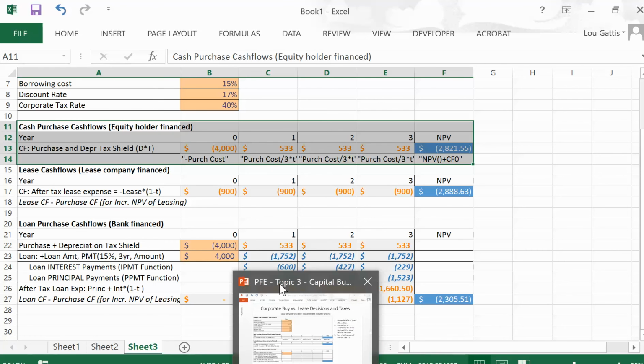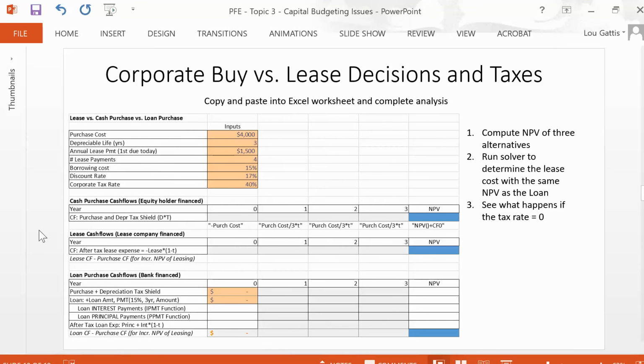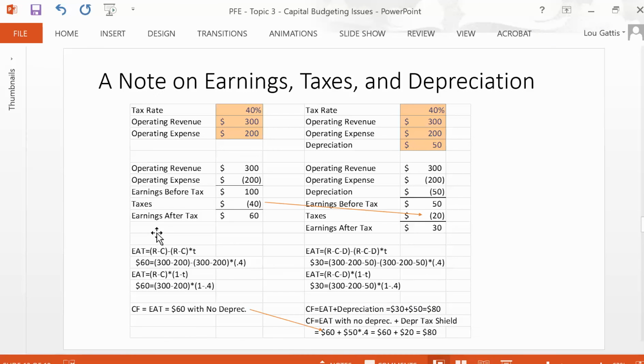All right, so that's how you evaluate a buy versus lease versus financing. Now, a little note on earnings, taxes, and depreciation. I know a lot of people get confused with this, so here's a real simple example. A company had operating revenues of $300, operating expenses of $200, and the tax rate is 40%. Let's do a real simple income statement.